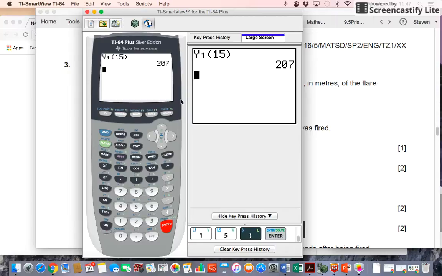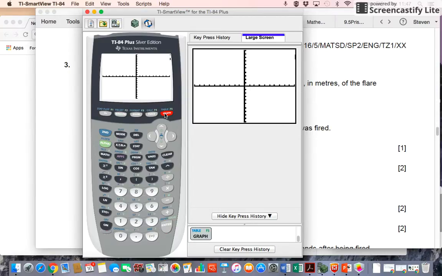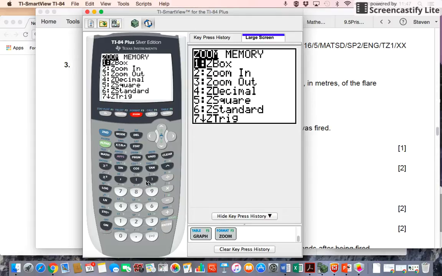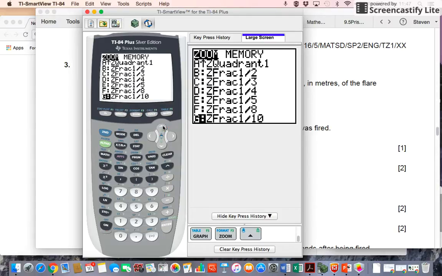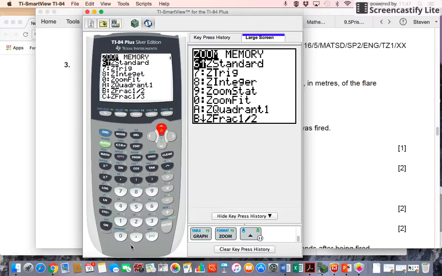All right, so I wanted to show you that if we look at the graph of the function, what the heck is going on here? There's no parabola. So you're going to have to zoom out to see the parabola, or you can try zoom fit like we talked about before. See what that does for us. I think it's 0. Yeah, it's 0. Zoom fit.